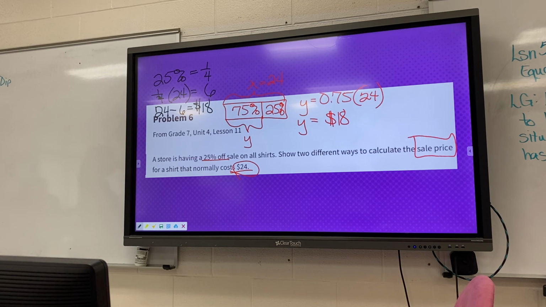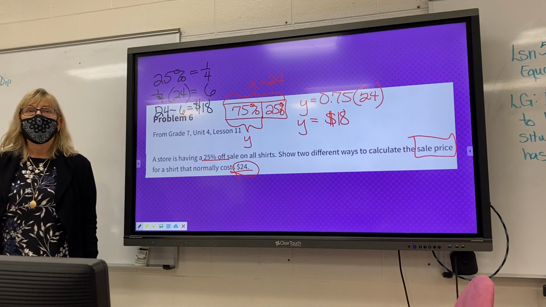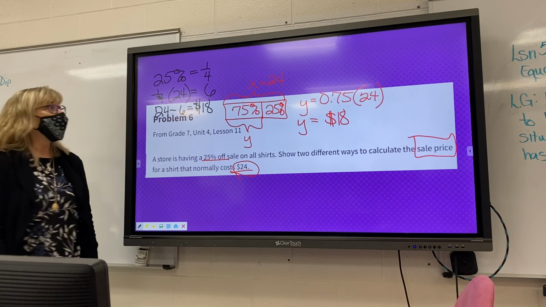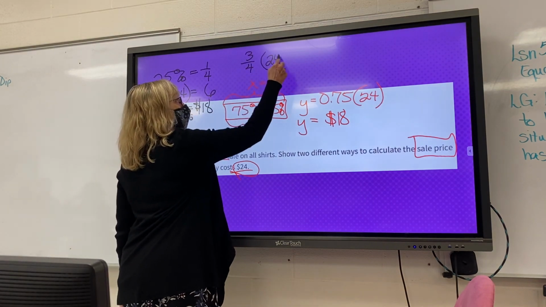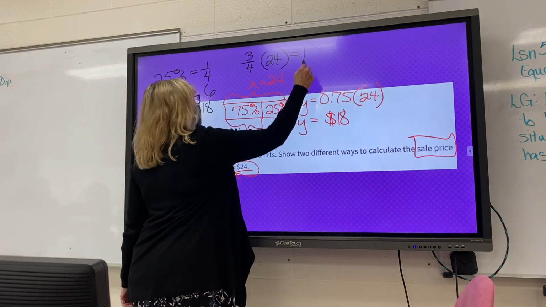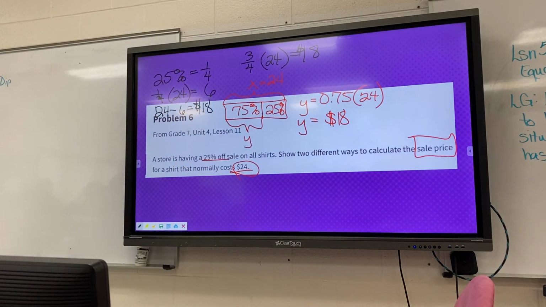Somebody come up with another way. Well, if you take 1/4 off, how many fourths are you paying for? 3/4. Could I just take 3/4 of 24 and get 18? Yeah. Sure. We could even do a double number line. Okay, I subtracted in the front instead of in the back.